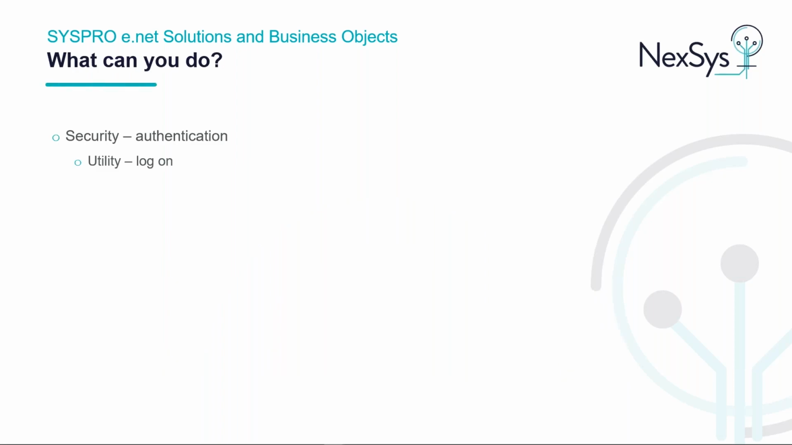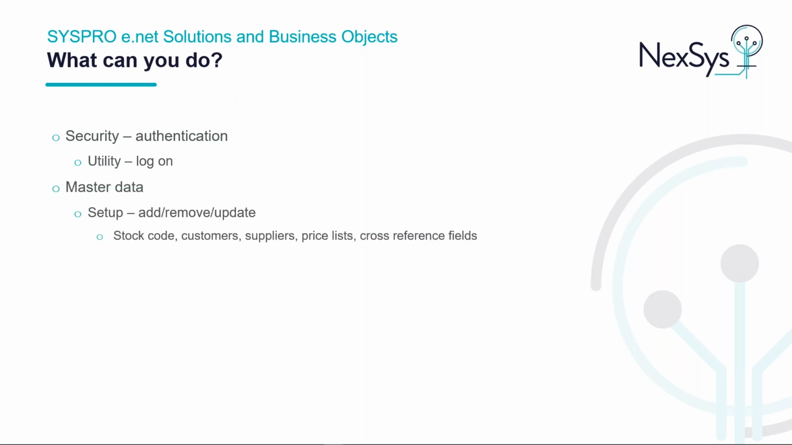So what can we do with our business objects? The first part is we can log on, but that goes through the authentication of validating that the user's a Syspro user and they've been granted the permissions to log on. Then we have our setup and our master data. So we can add and remove fairly static data.